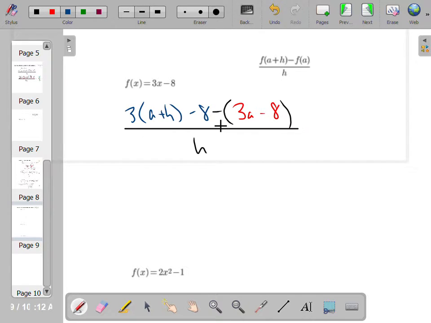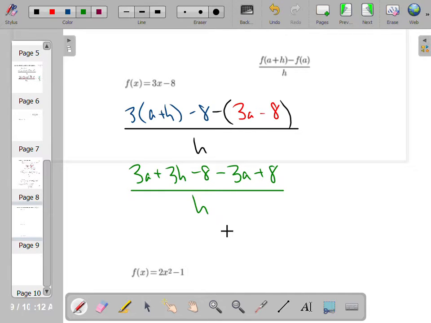From here on out, you're just simplifying the numerator, and eventually we're going to have to factor out an h. So let's simplify the numerator. 3a plus 3h minus 8. And then you have to distribute the negative. So minus 3a plus 8 all over h. And like I said before, these should cancel out. So do they? 3a, negative 8, positive 8. Awesome. So you have 3h over h. And here, the h's cancel out, and you just get 3. So for that one, we get 3.